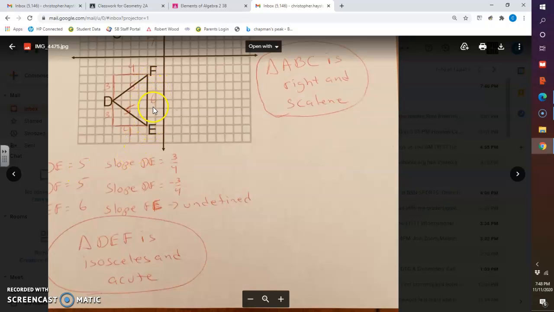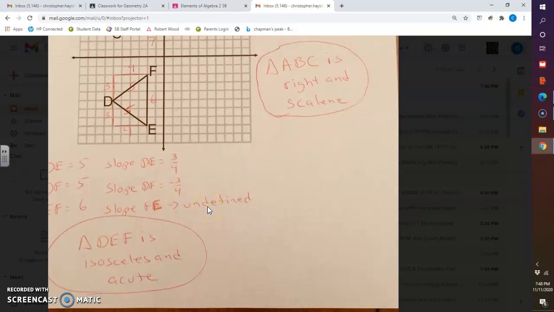1, 2, 3, 4, 5, 6. So therefore, it is a distance of 6. So two congruent sides, it's isosceles. The slopes here are 3/4, negative 3/4, and undefined. There are no opposite reciprocals, so they're not right angles.